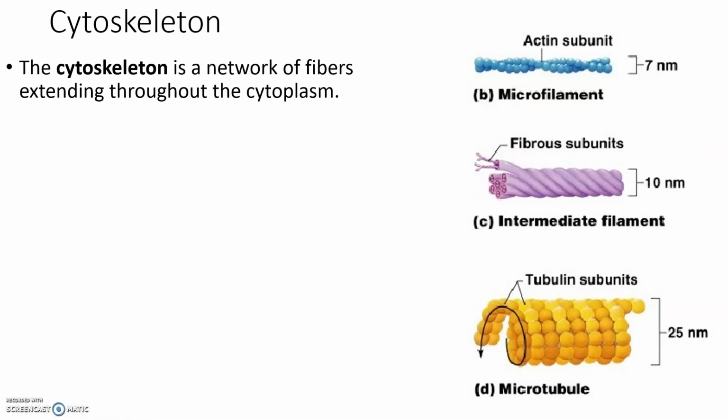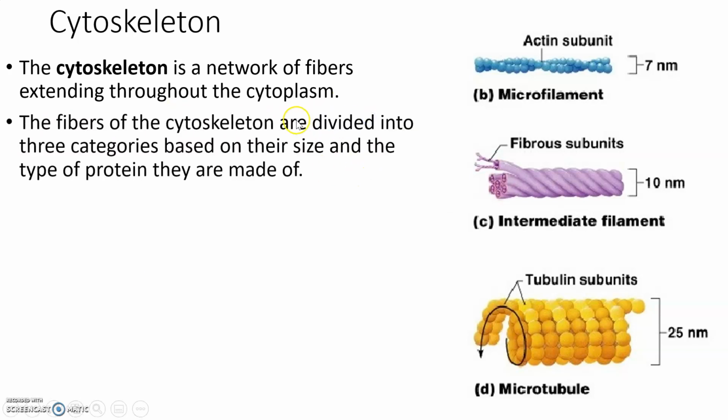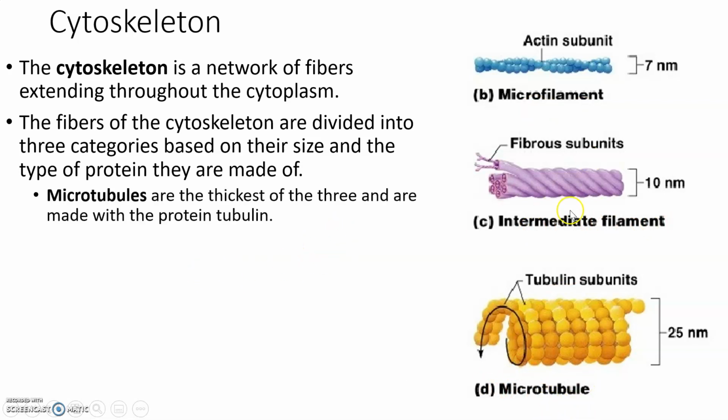All right, onward from lysosomes, we'll take a look at the cytoskeleton, which is very much what it sounds like. It's kind of like the skeleton of the cell. It's a network of fibers that extends throughout the cytoplasm. That's the cyto part of the cytoskeleton. These fibers are divided into three basic groups. We see them here: microfilaments, intermediate filaments, and microtubules. And that's all based upon the size of the particles that they're made up of.